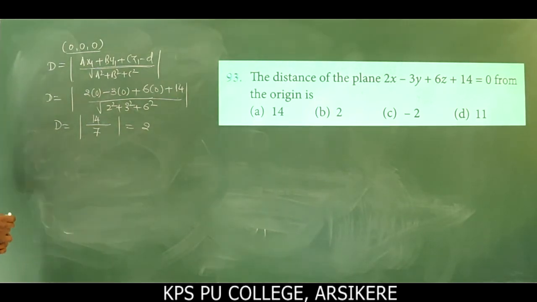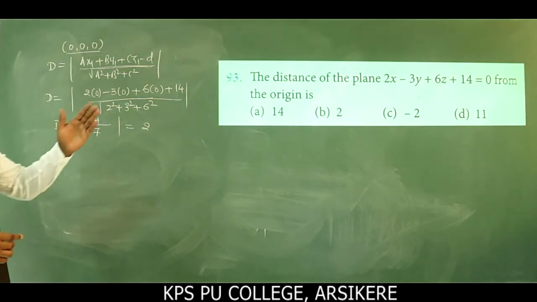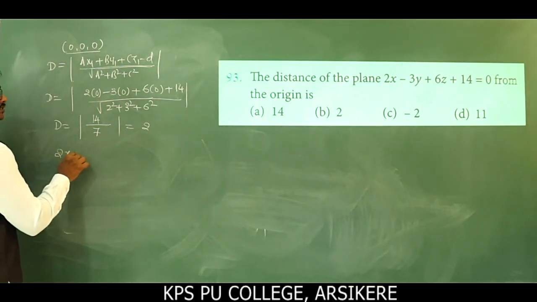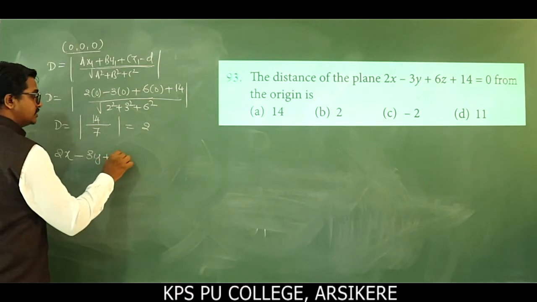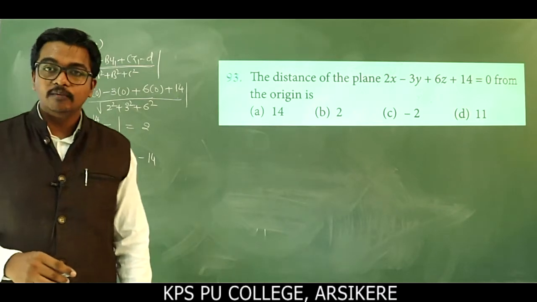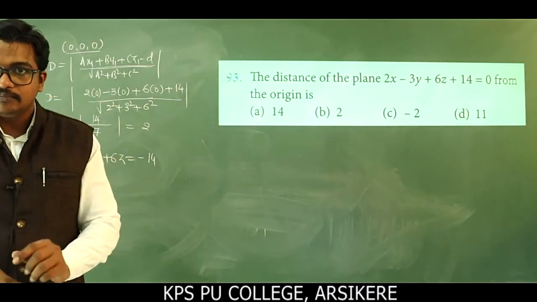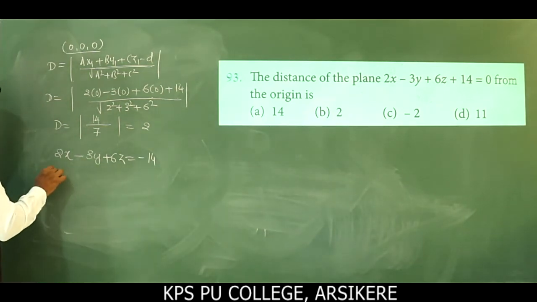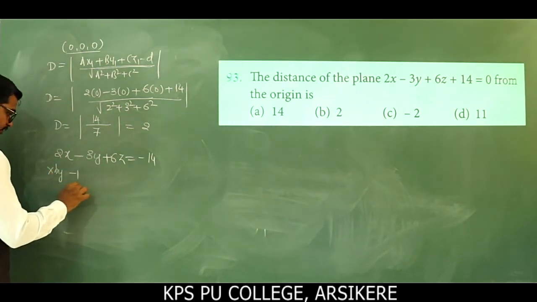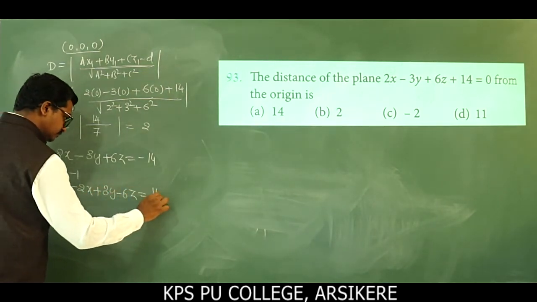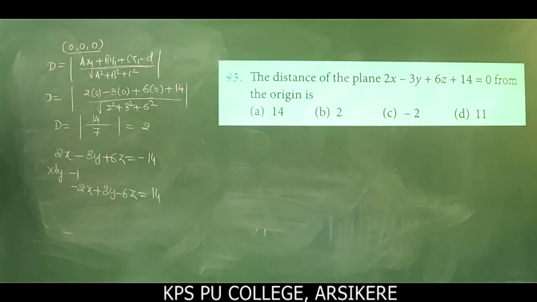This is one method. And another one: write the given equation in normal form. So that becomes 2x minus 3y plus 6z is equal to minus 14. And remember, the right hand side must be positive, because this is the distance. Multiply with minus 1. Minus 2x plus 3y minus 6z is equal to 14.